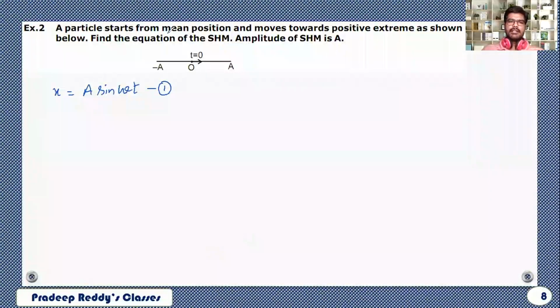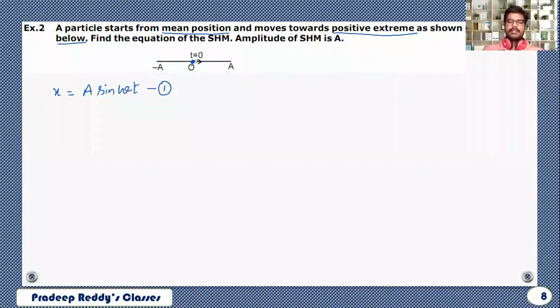A particle starts from mean position. The particle is starting from mean position and moves towards the positive extreme as shown in the figure. Particle is starting at this point O and it is moving towards the extreme point. Find the equation of the simple harmonic motion. The amplitude of simple harmonic motion is A. Amplitude is mentioned to you. Amplitude is equal to A.